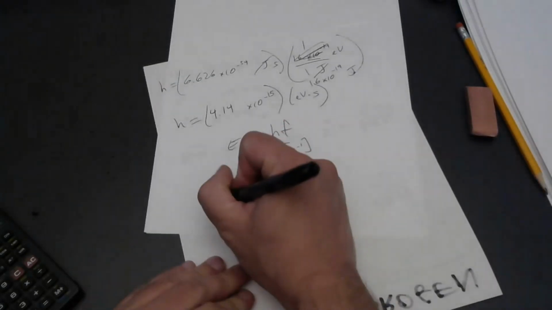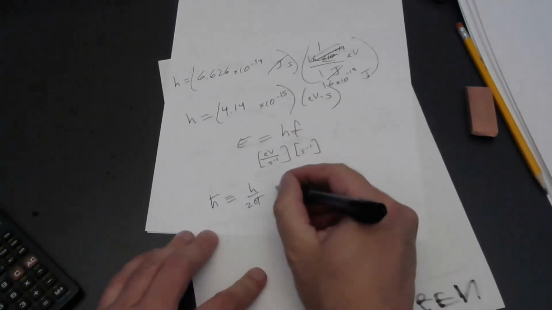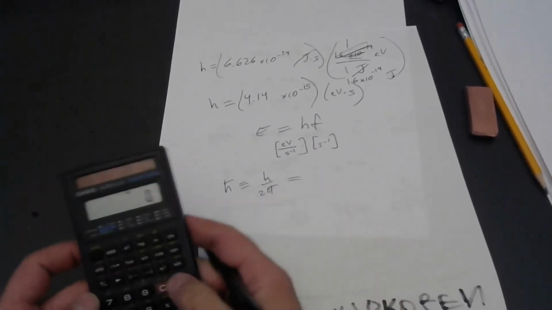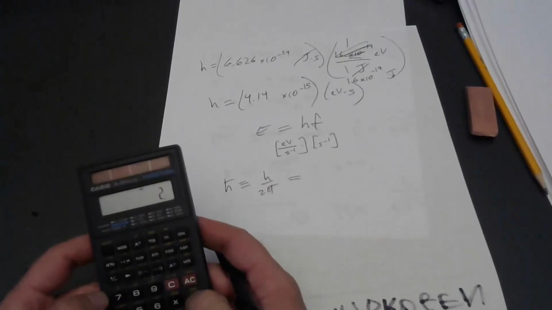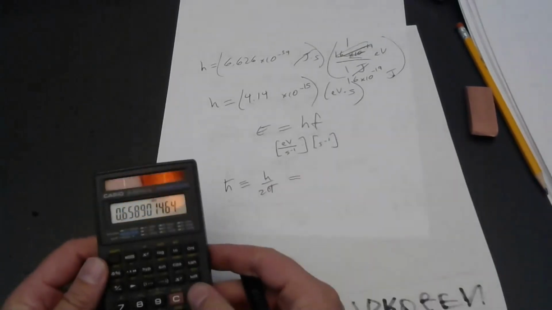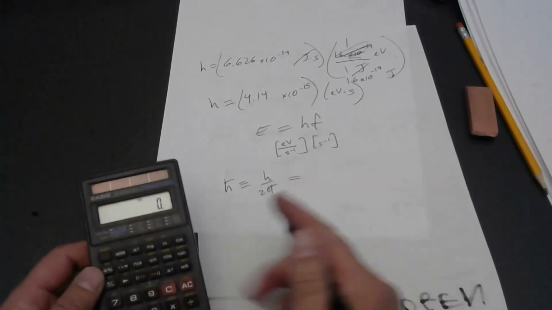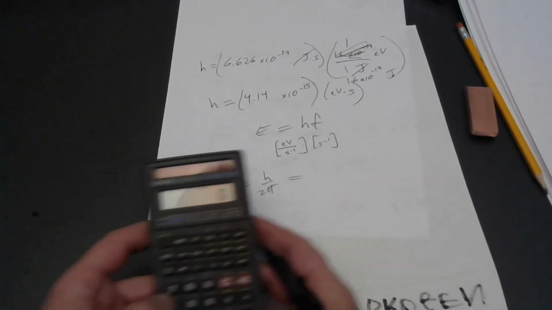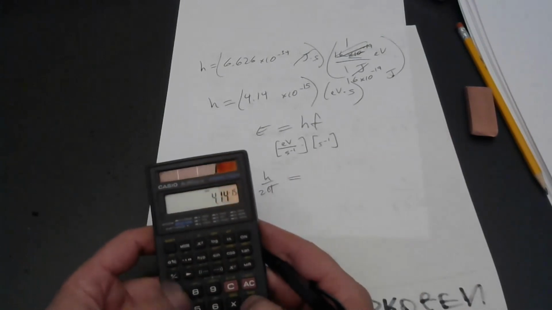Now h bar, that's h over 2 pi. It shows up so often in modern physics that it's useful to write it h bar. Got to be down with the h bar. And 4.14 divided by 2 divided by pi gives us, oh, no, that doesn't look right either. Why does that look so small? Oh, right. They usually move the decimal place over. So 4.14 e negative 15. Now I'll divide that by 2 pi.